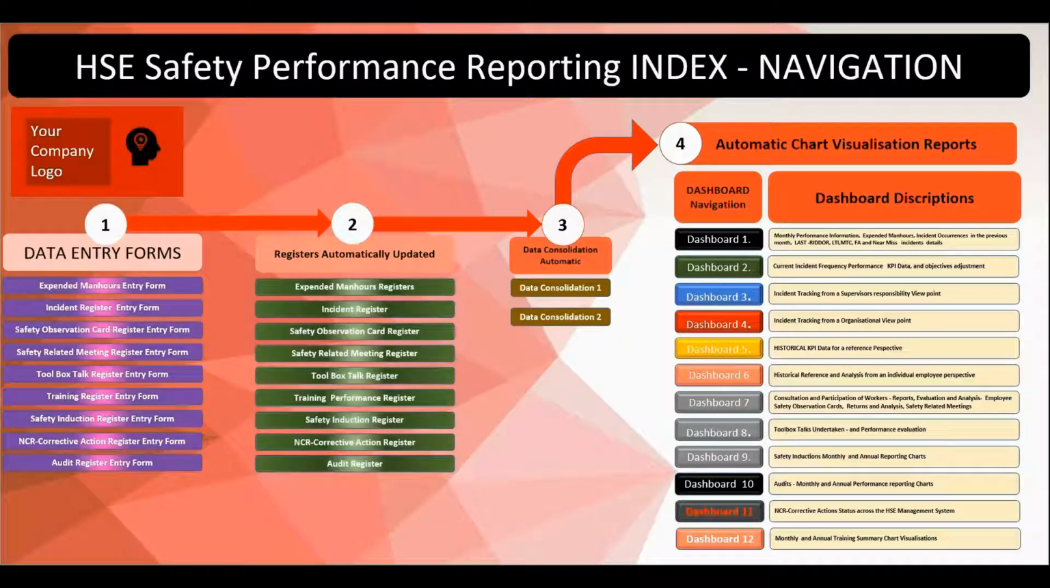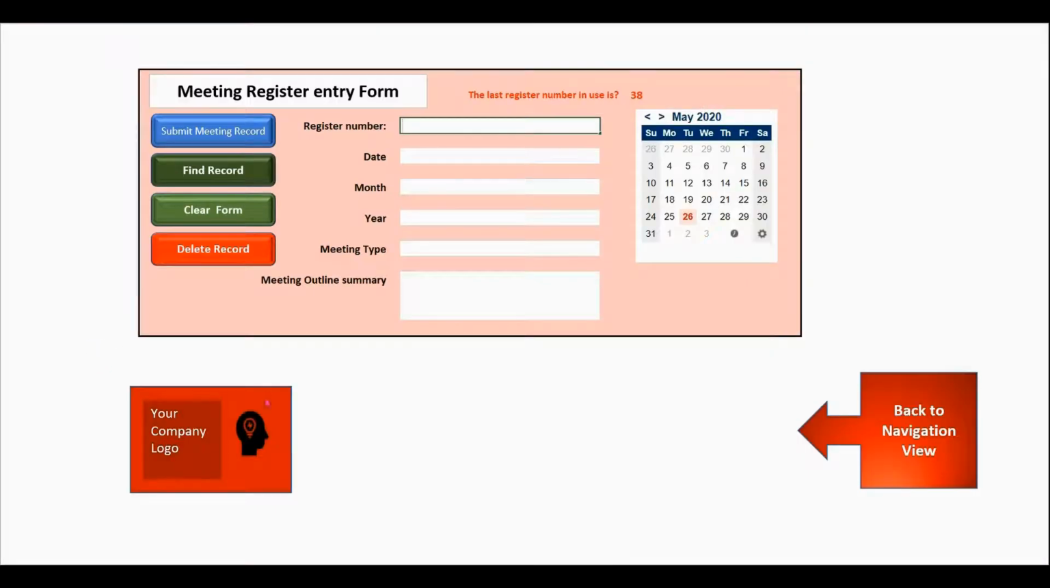The location of the safety-related meeting register can be found fourth from the top in column 1 in the navigation view. Just click on it, and the form will appear as always. If you have already watched some of the other form completion videos, you will realize at a glance that this form is a lot more straightforward, and can be completed in only a few moments.